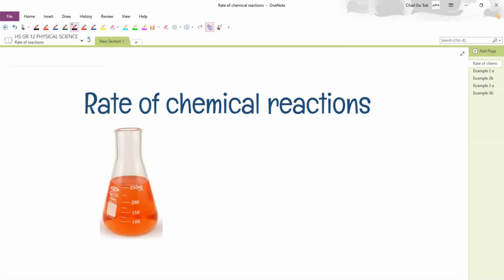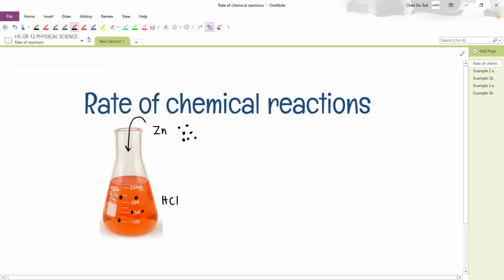So for instance, I've got a bowl or a flask there with some sort of acid in it. Let's call it hydrochloric acid. And I'm going to put some zinc in that, zinc pellets. The hydrochloric acid is going to react with the zinc. So let's make our own equation there. Hydrochloric acid in solution with zinc solids gives me zinc chloride in solution and hydrogen gas. And I'm just going to balance the equation like that.